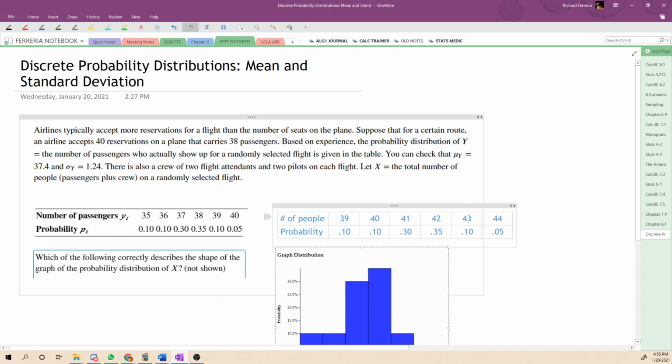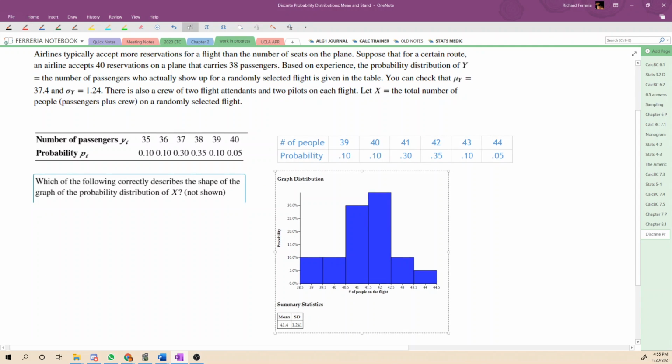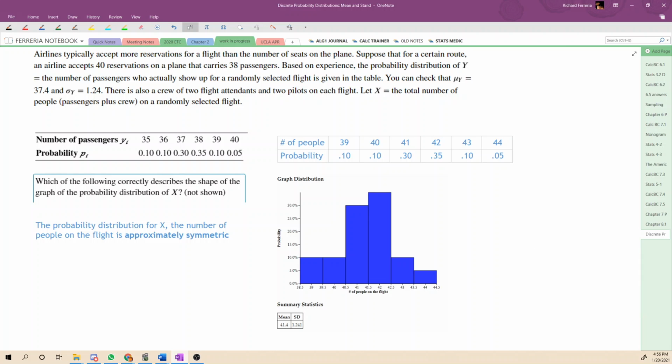Coming back to the problem here, which of the following correctly describes the shape of the graph for the probability of x, not shown? Well, we did the probability graph for x, and it is basically the same graph for y. In answering the question, the probability distribution for x, the number of people on the flight, is approximately symmetric. And that takes care of that first problem.